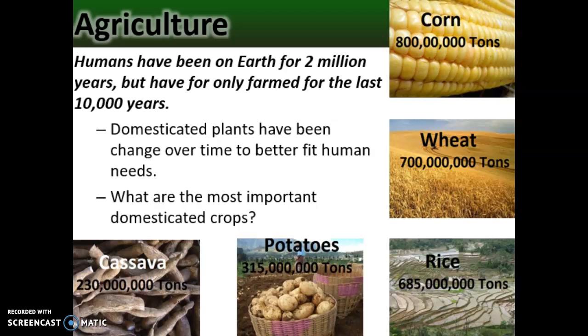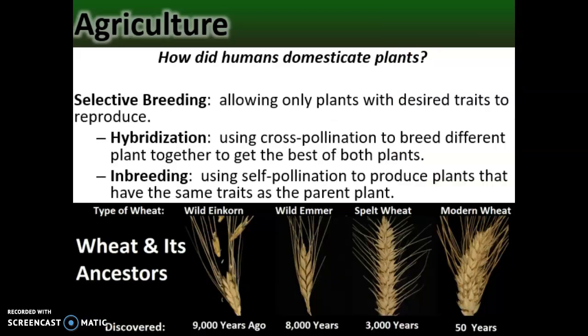Now, how do we do this? How do we domesticate crops, change them to fit our needs? Well, we do this process called selective breeding. Selective breeding means that the farmers are only choosing the crops that have the desired traits they want, and allowing those crops to reproduce and pass those traits on to the next generation. Now, there are two types of selective breeding: hybridization and inbreeding.